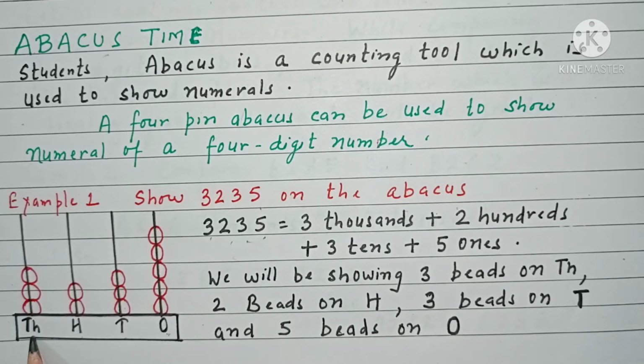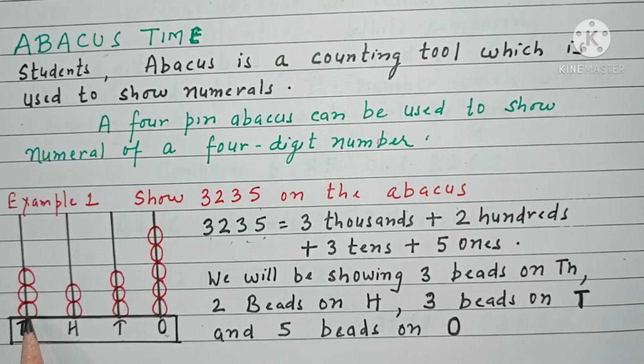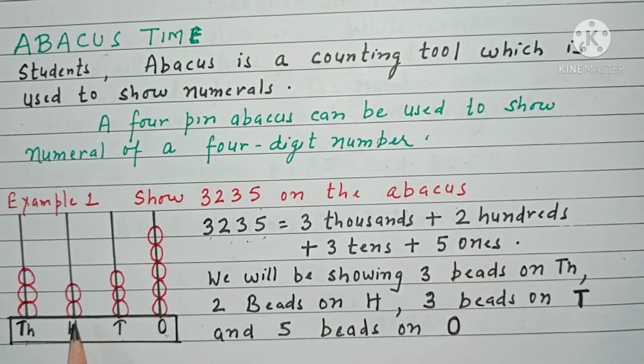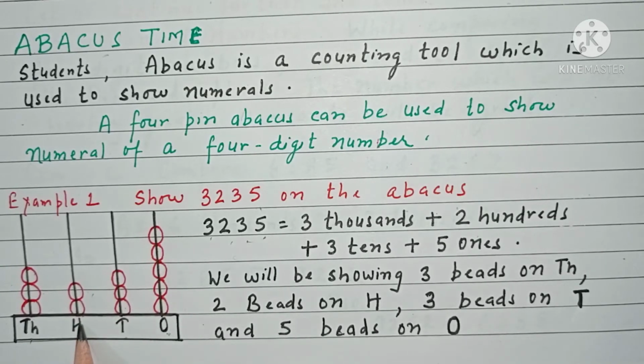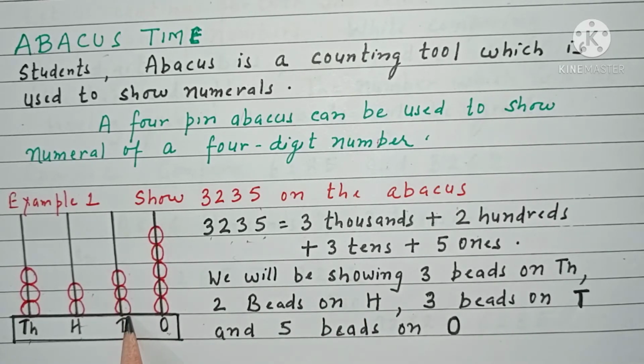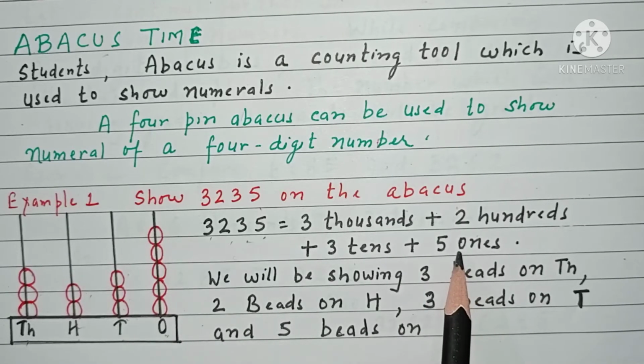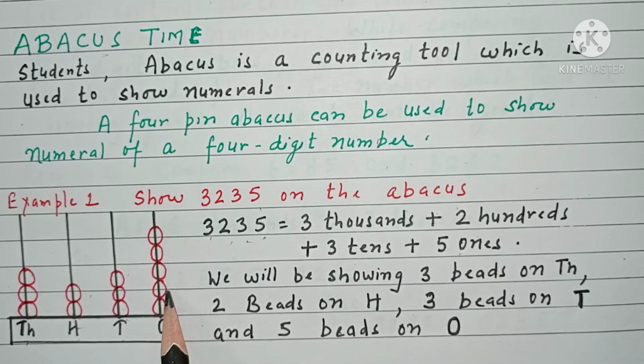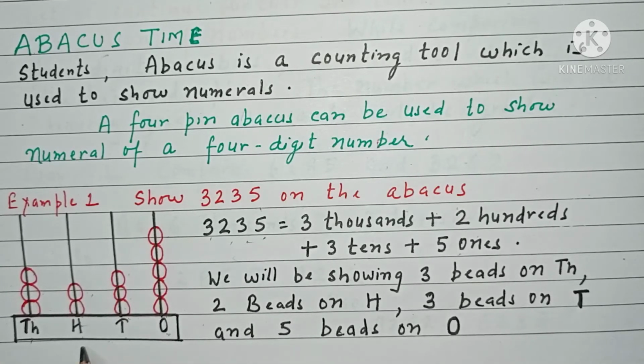So as there are 3 thousands, we'll be showing 3 beads on the thousands pin. 1, 2 and 3. As we have 2 hundreds, on the hundreds pin we'll be showing 2 beads. Tens are 3, so it will have 3 beads on tens. And similarly, ones are 5, so how many beads will the ones pin have? It will have 1, 2, 3, 4 and 5 beads. So this is the way we can show the numbers on the abacus.